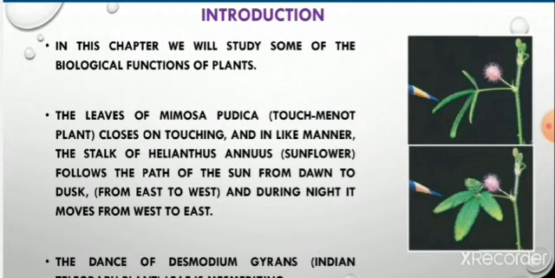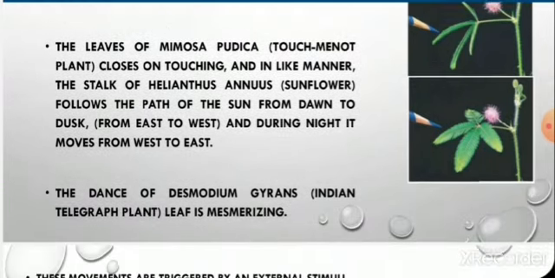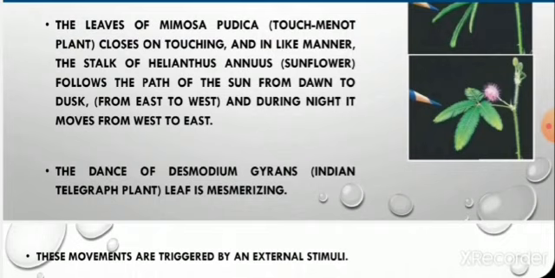the turgidity, what is the opposite of turgidity? Flaccidity. So when there is turgidity, there is swelling. When it becomes flaccid, it shrinks. And after some time, when water enters into the leaf cells again, it develops the turgor pressure, turgidity, and the leaves come to the same position. That is the principle behind Mimosa pudica, or touch me not plant.